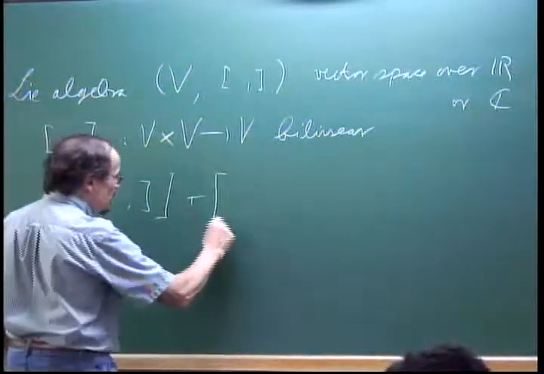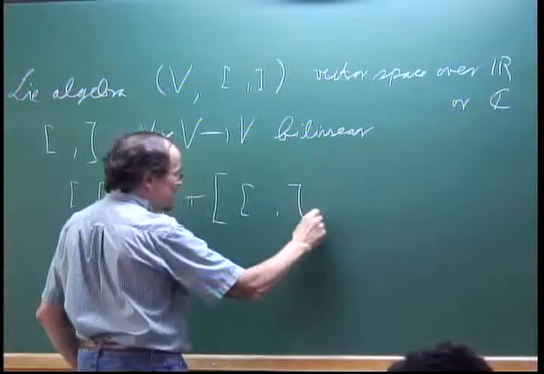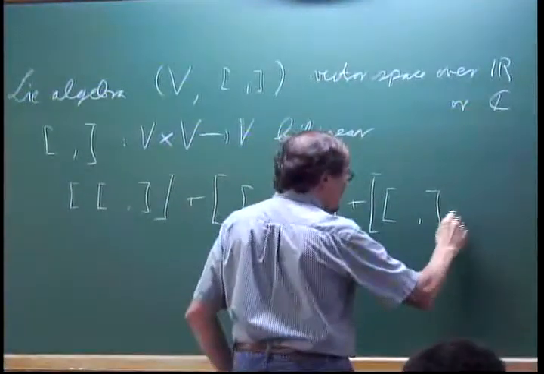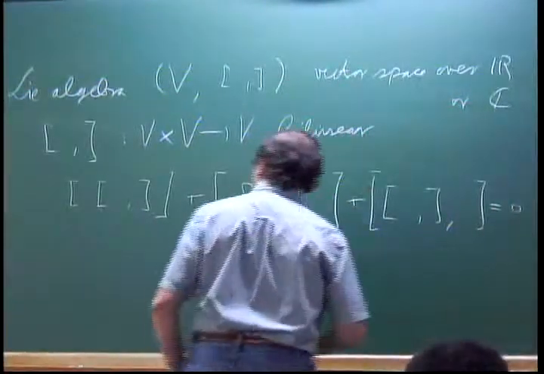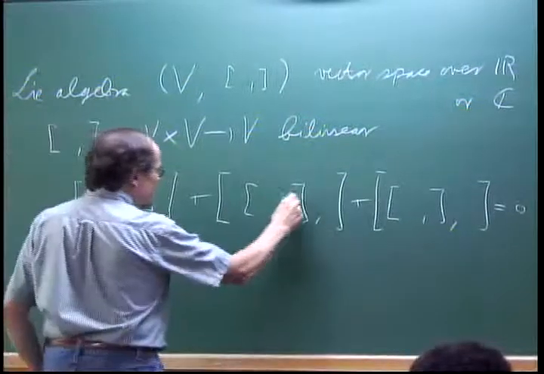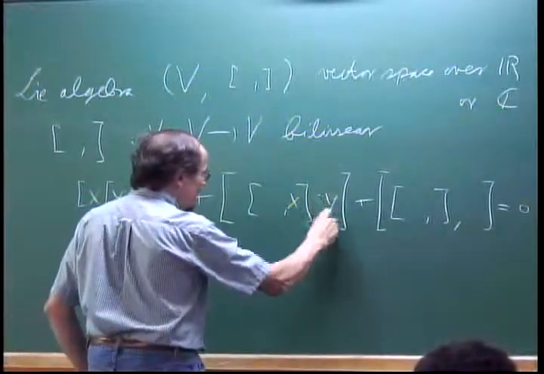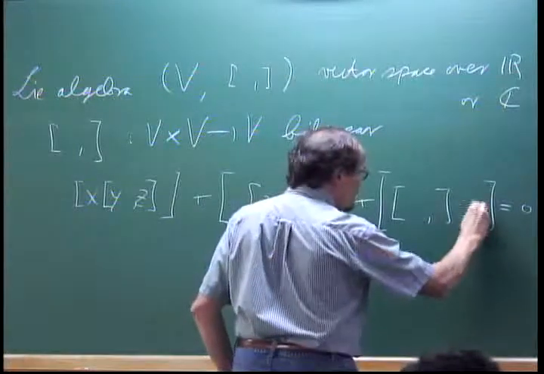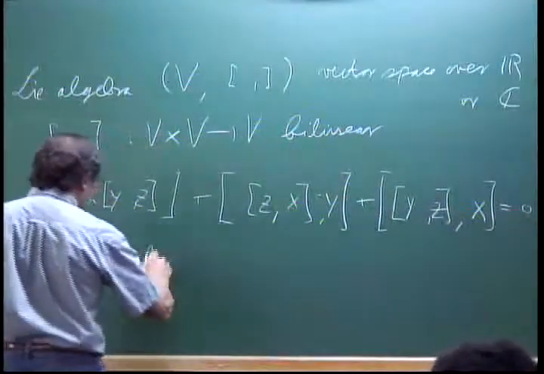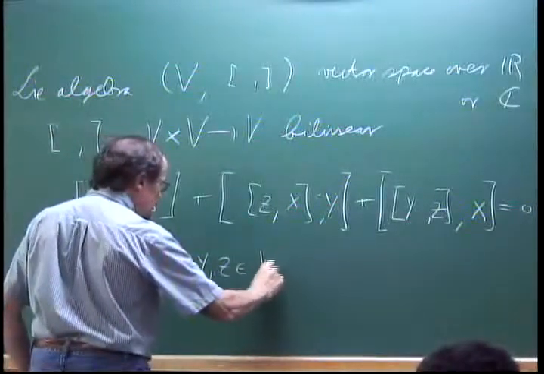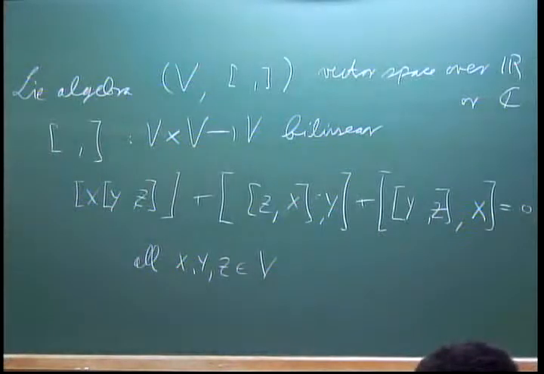And so cyclic commute. I always have to do it like this: [x,[y,z]], [y,[z,x]], and then [z,[x,y]]. This is 0 for all x, y, z in the vector space V. Okay, so that's a Lie algebra.